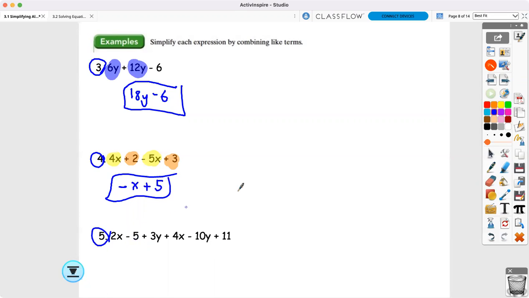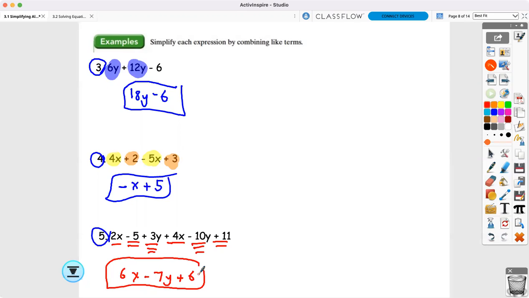Example 5. What can I combine 2x with? You can combine it with 4x. Can I combine negative 5 with something? You can combine it with positive 11. Can I combine 3y with something? With negative 10y. Excellent. I've combined it. So 2x plus 4x is 6x. 3y minus 10y is negative 7y. Negative 5 plus 11 is plus 6. And we're done.